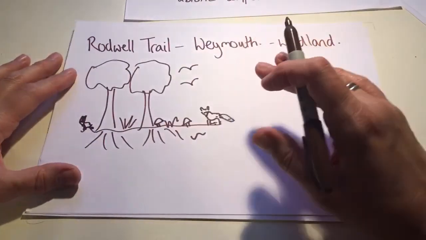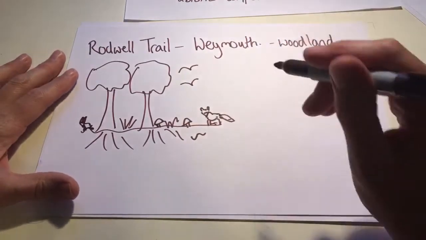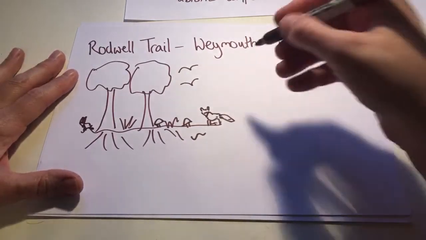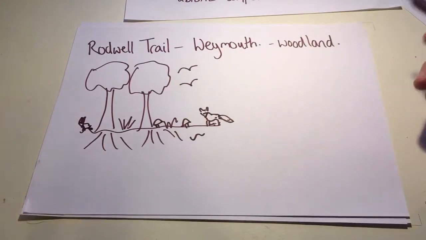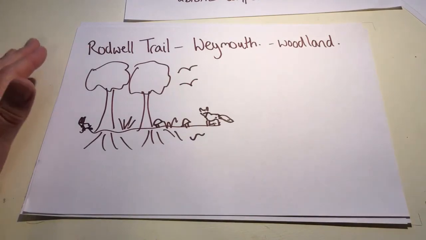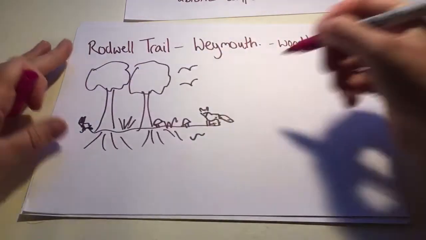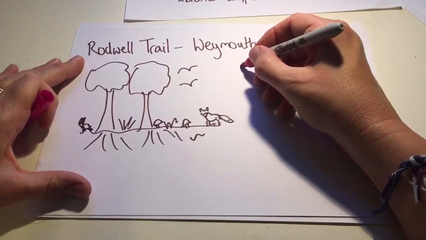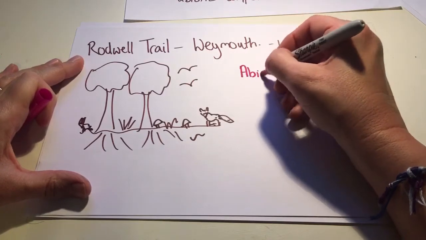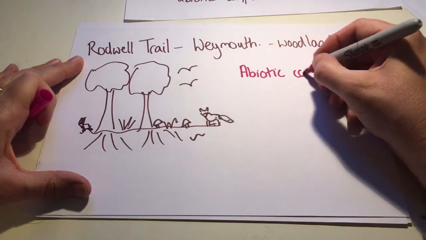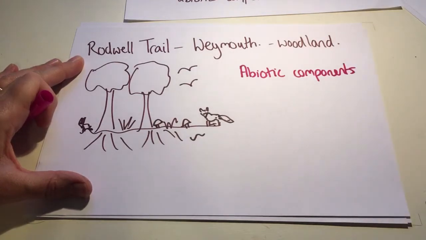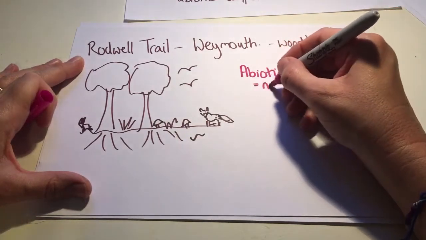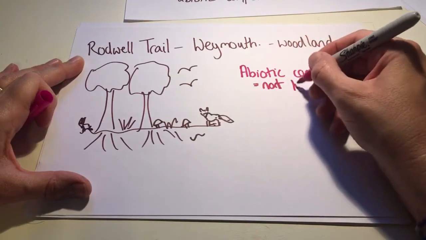Now, within there, we're just going to have a think about what we're going to call these things. So these are the words that you absolutely need to understand. They might come up in a question. They may expect you to know them and understand them. So these are key words. Everybody needs to know these. So some of these things are abiotic components, abiotic parts, and they are not living.